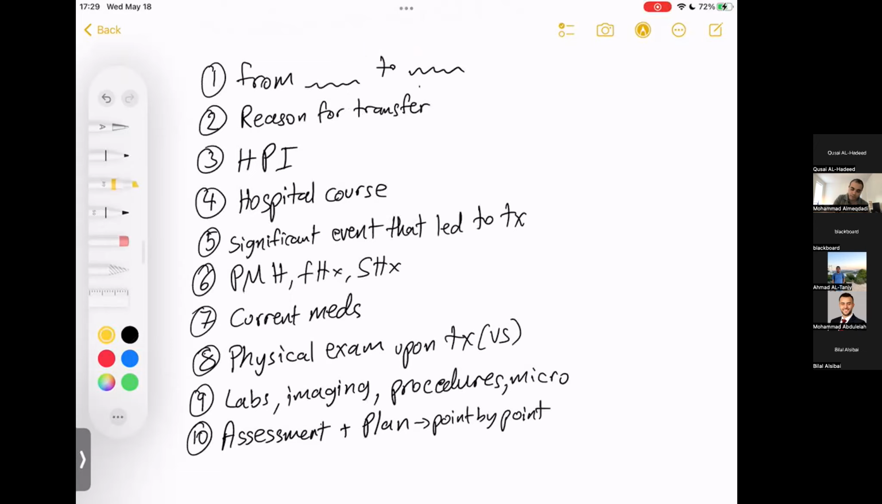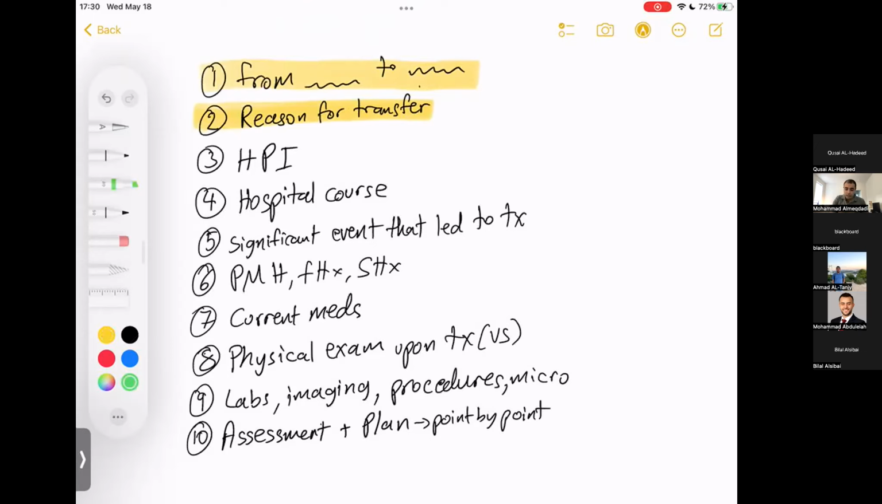So again, just to review it quickly, the things you have to work on is first to say the patient is being transferred from one place to another place, like from floor to ICU. And then you're going to have to write the reason for the transfer, why the patient is being transferred. And the reason I put these in yellow is because these are things you have to come up with. They're not written for you, okay?